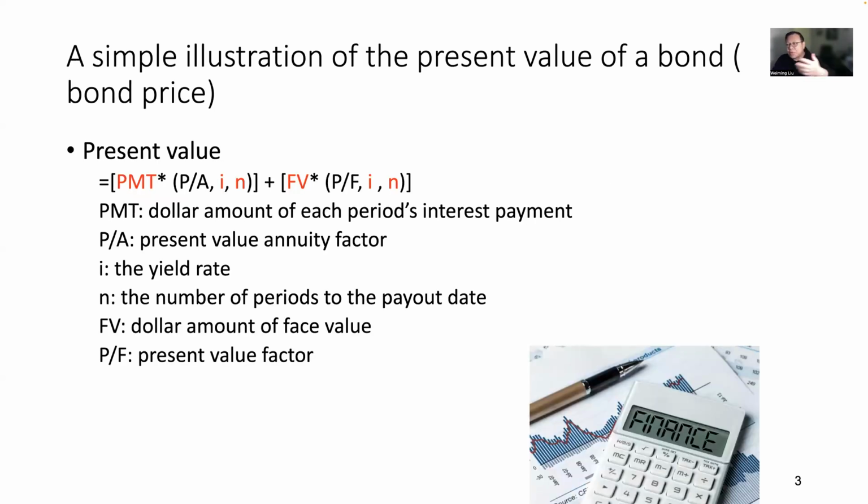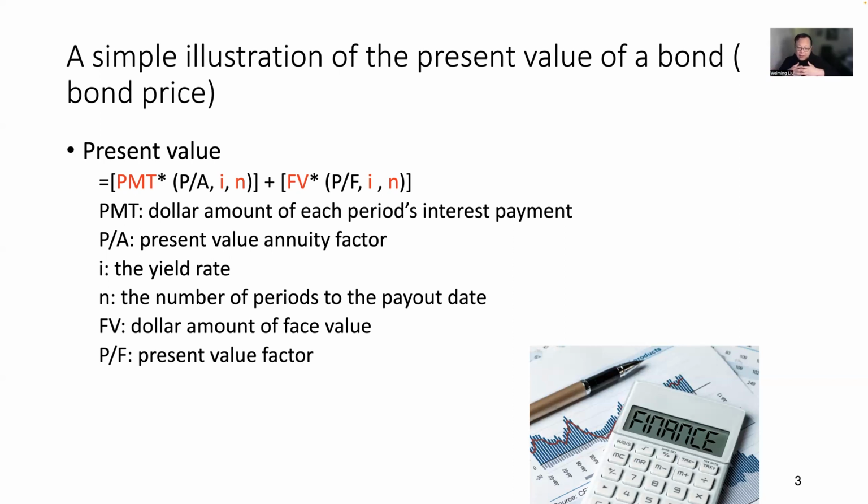The bond price is actually a present value calculation. When you purchase a bond, you sacrifice a present cash outflow. You pay your cash to the bond issuer, which is a cash outflow from the investor's perspective. You sacrifice this current cash outflow in exchange for future cash inflows. What are the future cash inflows? They include the interest payments made by the bond issuer to you at regular periods, maybe annually or semi-annually. And at the end of the maturity date, the bond issuer will also return you the face value of the bond.